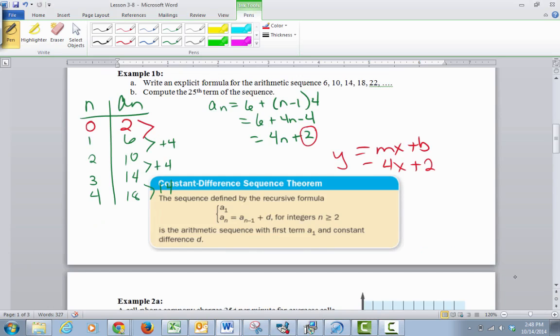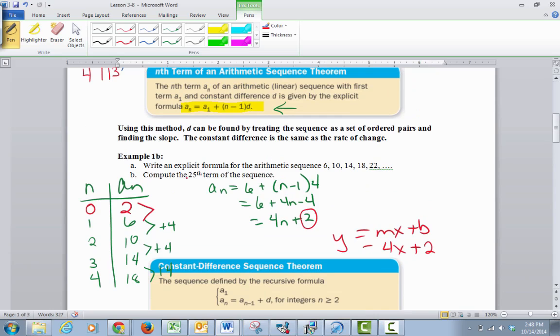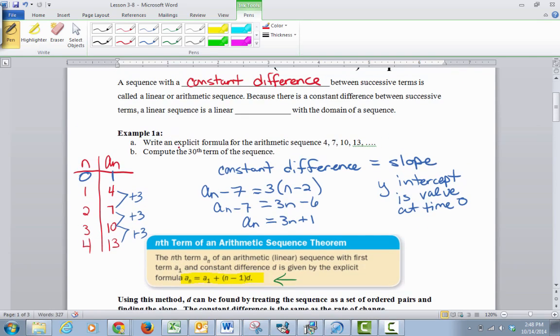You can. One thing I noticed when I was doing this a little while ago is I didn't find out what it was for the 25th term for this, nor did I find out what it was for the 30th term of this. So now that I have my formula, how do I find the 30th term? Just plug it in for n. So a sub 30 is 3 times 30 plus 1, which happens to be 91, right?